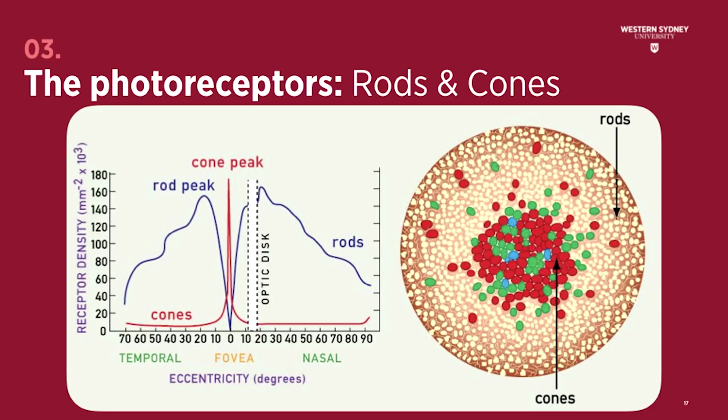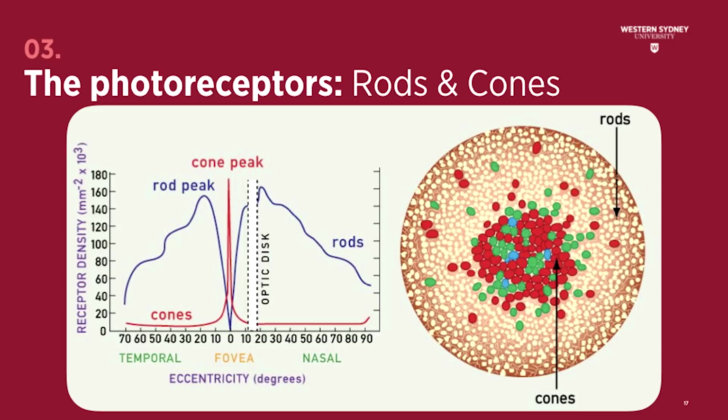The graph's y-axis describes photoreceptor density. There are a few features of this graph I'd like you to notice. The first is that density of cones, indicated by the red curve, is sharply peaked in the fovea and falls off dramatically as one moves into the periphery. By contrast, the rods, represented by the blue curve, are absent in the fovea, but far more numerous than cones in the periphery.